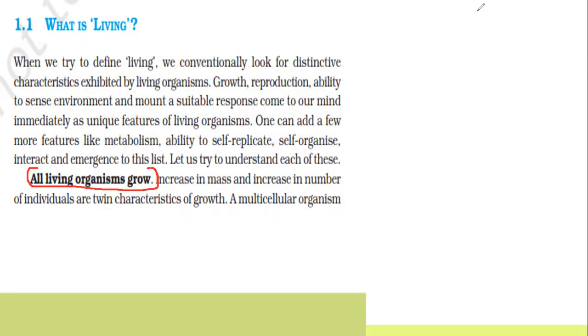Before that, there are certain characteristics that imply whether organisms are living or not, such as growth, reproduction, ability to sense environment and mount a suitable response, metabolism, ability to self-replicate, self-organize, interact. All these are certain characteristics that organisms have in order to prove whether they are living or non-living.